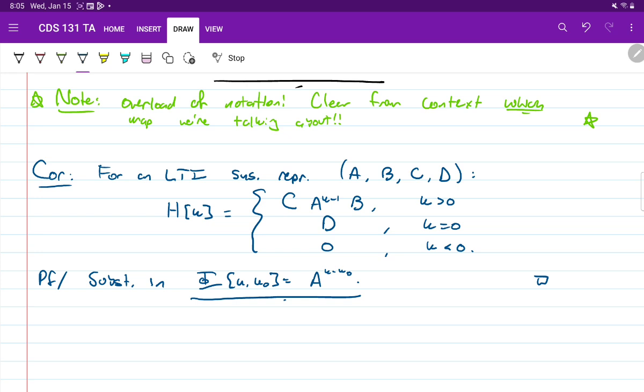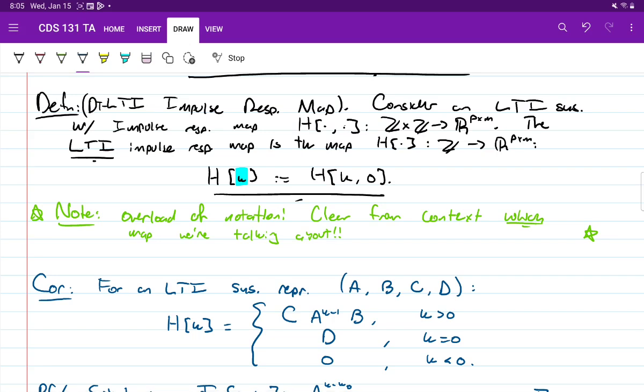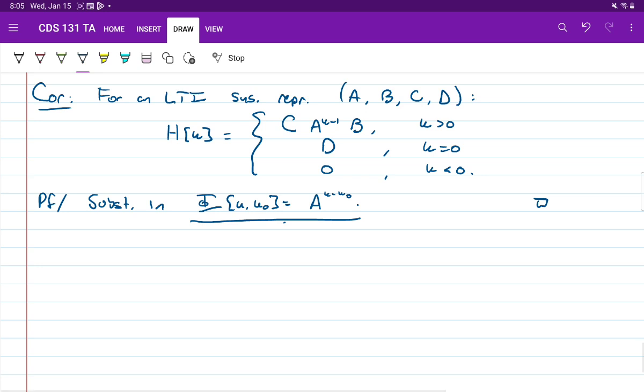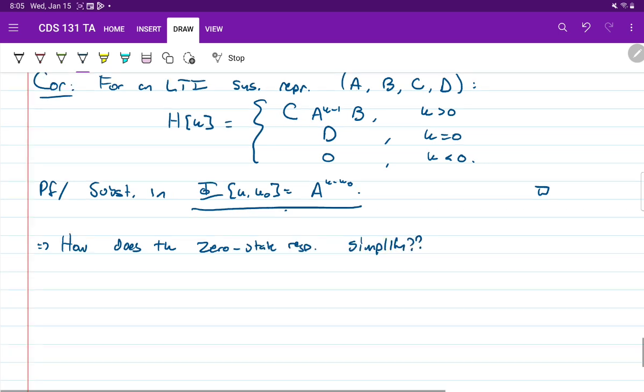All right, fantastic. So far we've defined this new discrete time LTI impulse response map. We computed it in this LTI case, but we haven't really shown what further simplifications this yields us. Okay? So let's study the output equation. Let's see how it simplifies further. So how does the output, let me actually be more specific, how does the zero state response simplify, right? Given all of this nice new information.